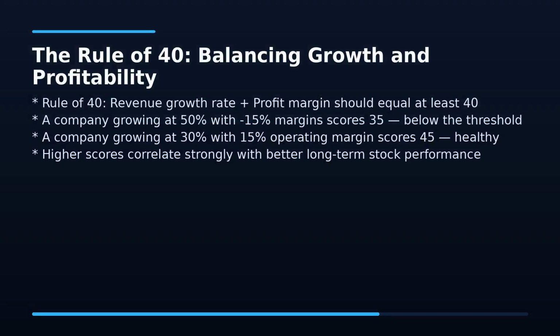The Rule of 40 is a widely used benchmark in software and tech growth investing. Add the company's annual revenue growth rate to its operating profit margin. If the result is 40 or higher, the business is considered healthy. A company can score well by growing extremely fast even at a loss, or by being moderately profitable with solid growth. The rule balances both dimensions.